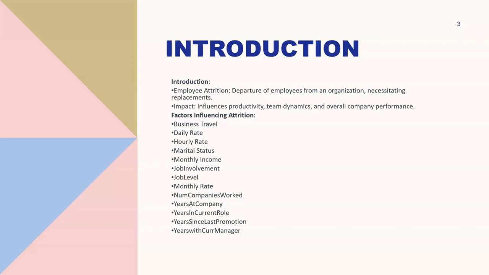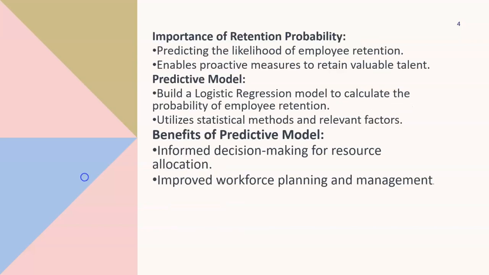Now the different factors that influence attrition are like business travel, daily rate, hourly rate, marital status, monthly income, job involvement, job level, monthly rate, number of companies worked, years at company, years in current role, years since last promotion, years with current manager, and etc.